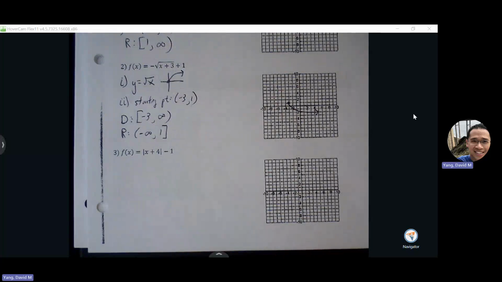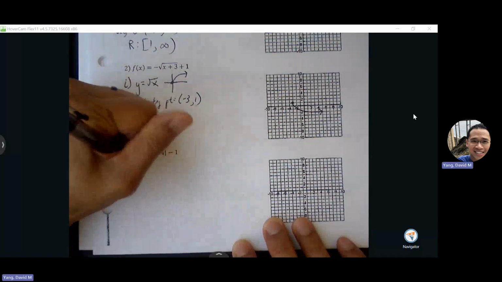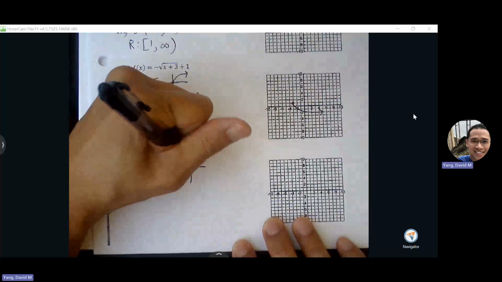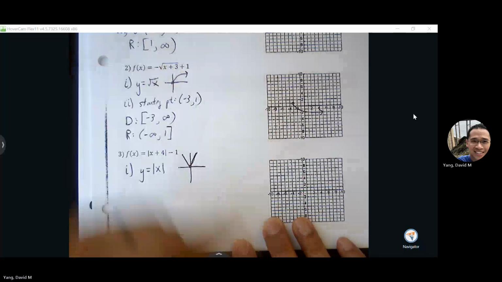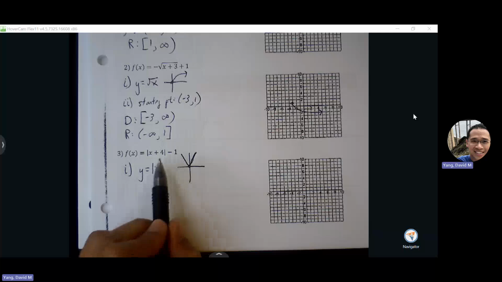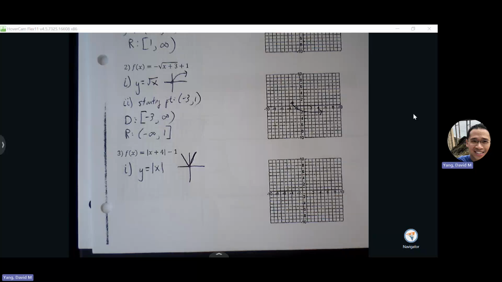Okay, y equals absolute value of x plus 4, minus 1. We know that this is coming from a parent graph of y equals absolute value of x. We know absolute value of x is centered at 0, 0, looks like a V. So we know that 0, 0 is going to get shifted to the left 4 and down 1. The idea is that if we can find a starting point or a vertex, if we can shift that graph to where it needs to be, then we can just build our graph from that point.